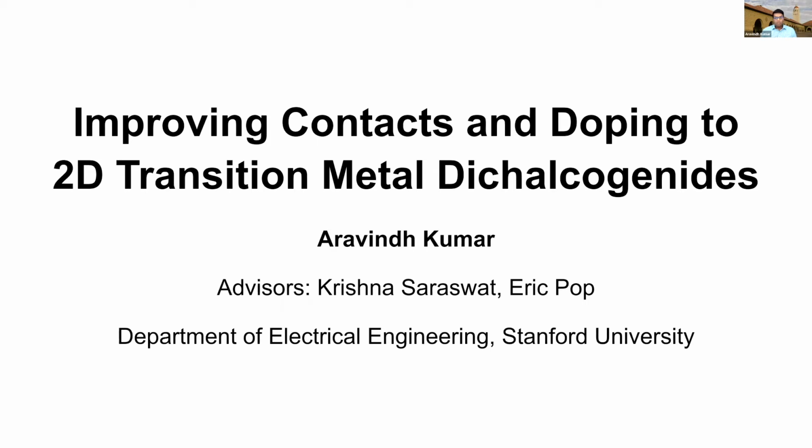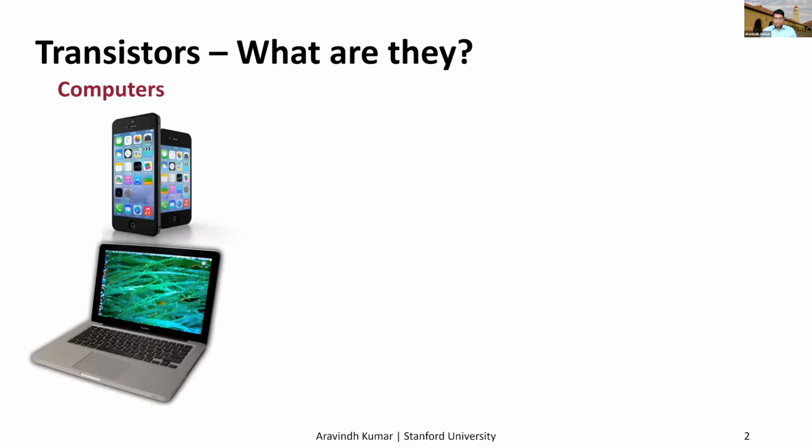Hi, everyone. Thanks for coming. I am Aravindh Kumar. I'm advised by Professor Krishna Saraswat and Eric Pop. And I'm going to talk about improving contacts and doping to two-dimensional transition metal dichalcogenides, or TMDs. My research is focused on transistors and how to make them faster.